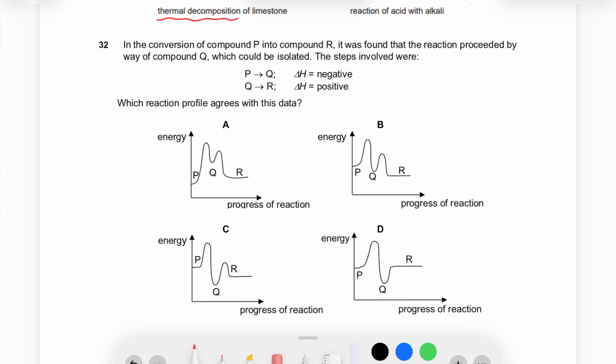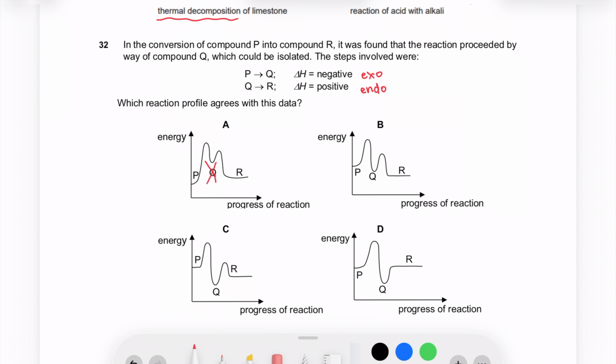32. Conversion of P into Q is negative. Negative means it is exo. Okay, then it was found that the reaction proceeded by way of compound Q. So Q to R is positive, then it's endo. Alright, so first is exo, yeah, so it goes lower. So Q must be lower. So this is out.